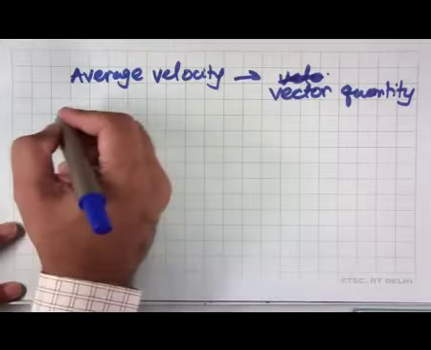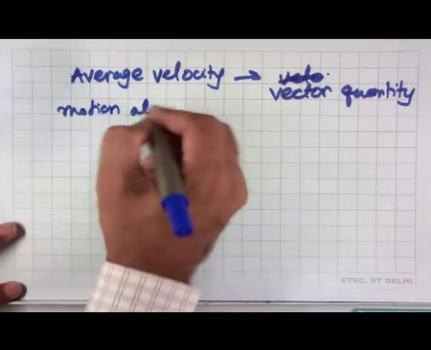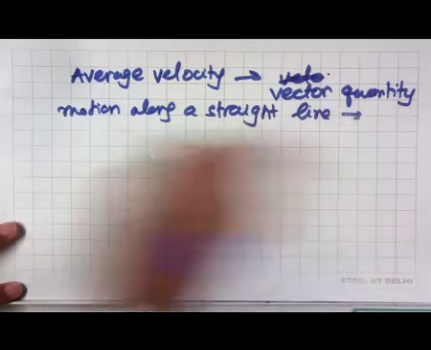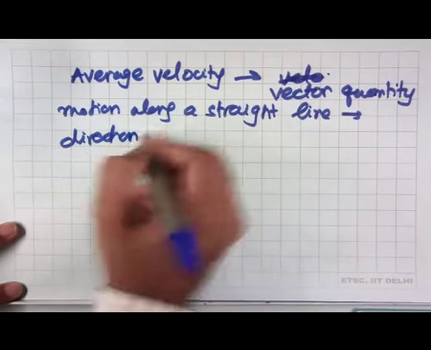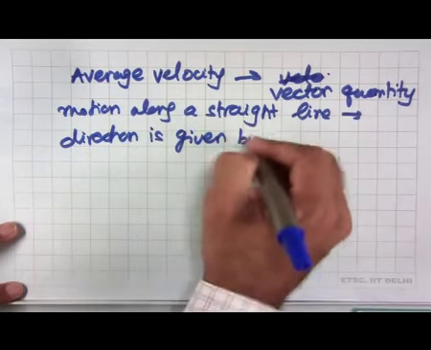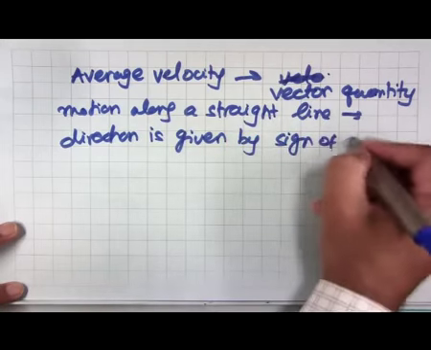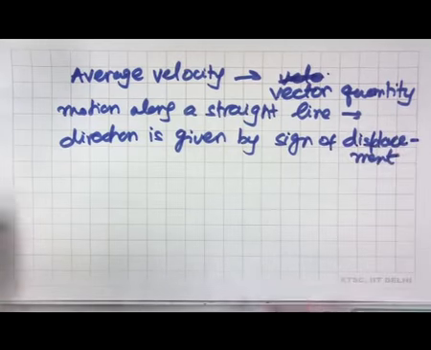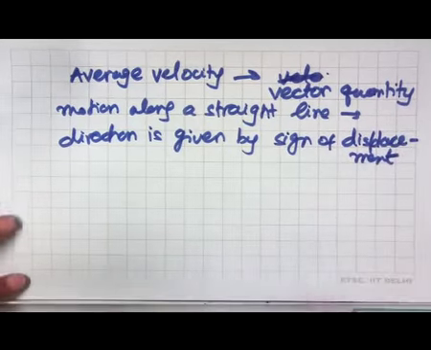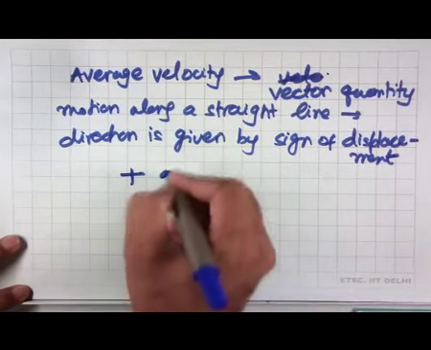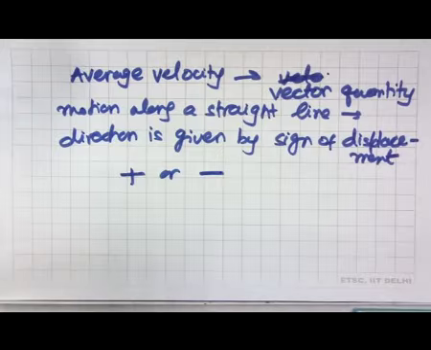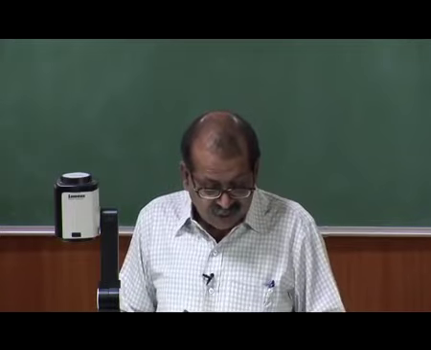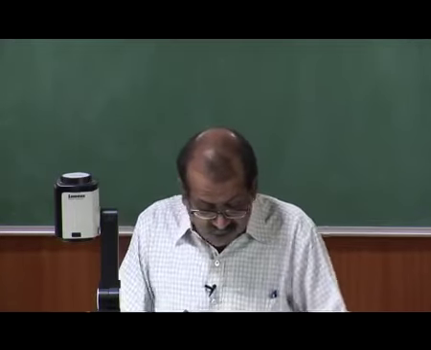But when we look at motion along a straight line, the direction is given by the sign of displacement, and we do not require any other thing to explain the direction. So, direction is given by the sign, and this could be either positive or negative. If it is positive, that means we are moving along what we have called the positive x axis. If it is negative, then we are moving along the negative x axis. This gives us the sense of direction.